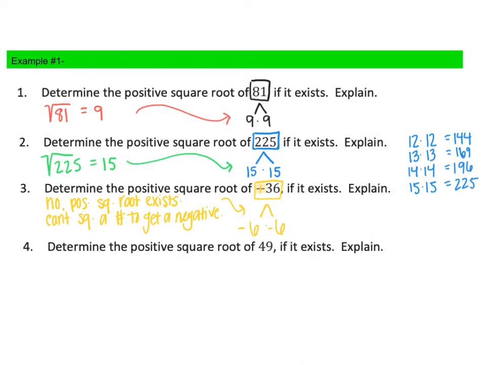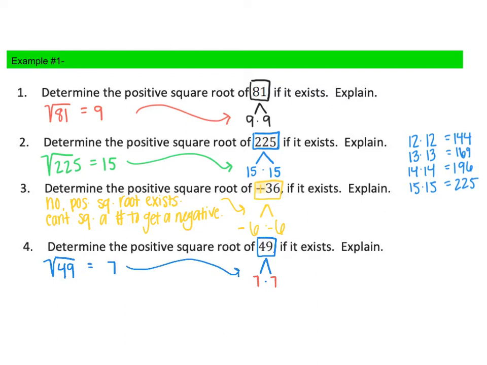Okay, moving on to the last one at the bottom here. We have 49. Trying to figure out what times what equals 49. Well, you should know, based on just your multiplication facts that you've been practicing for forever, that 7 times 7 equals 49. So the answer is that the square root of 49 is 7, because 7 squared equals 49. And here is our work. Okay? So make sure you have this down.